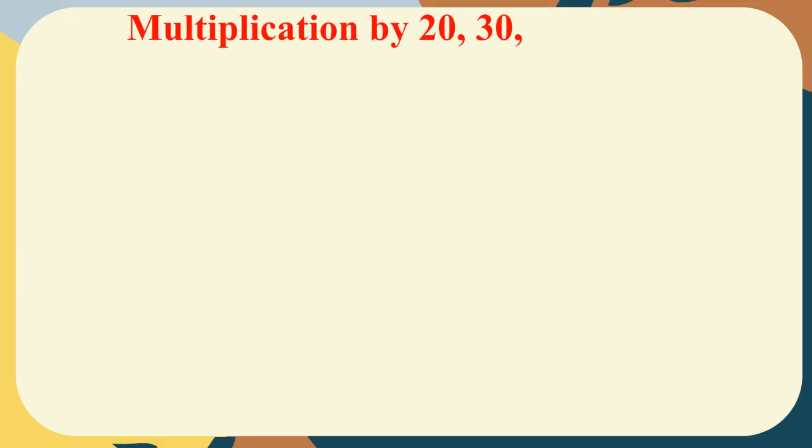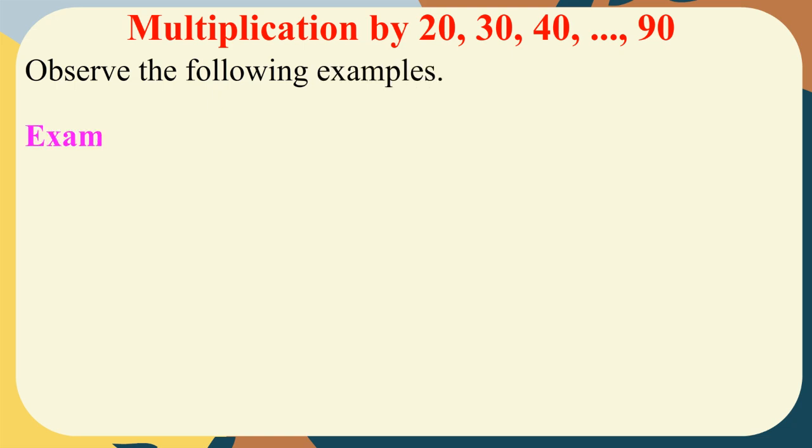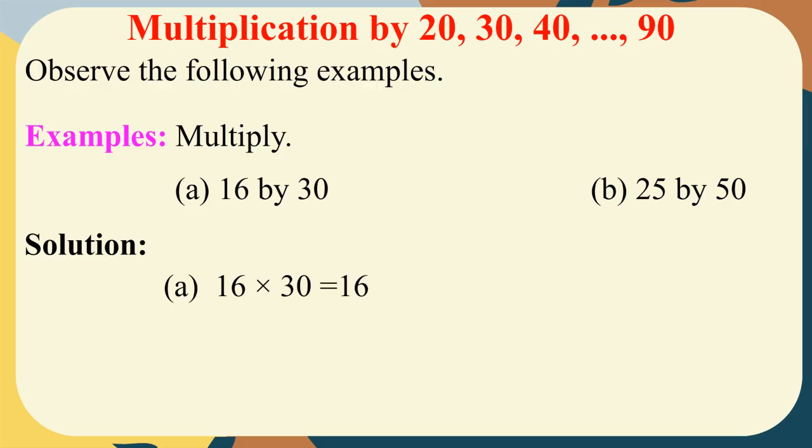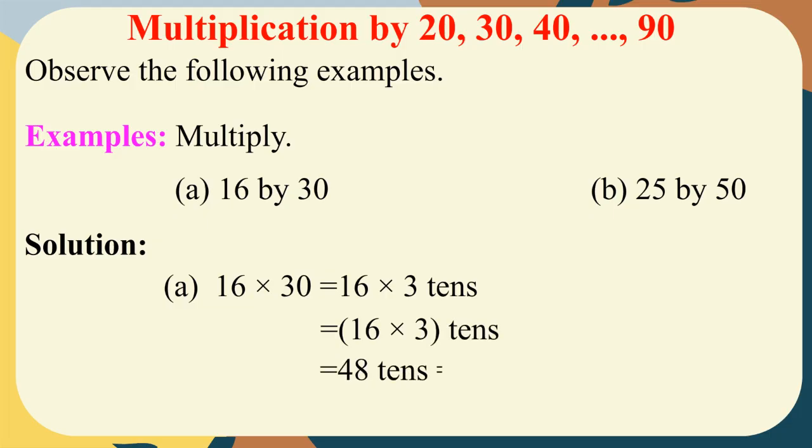Multiplication by 20, 30, 40 till 90. Observe the following examples. Multiply A. 16 by 30, B. 25 by 50. Solution: A. 16 multiplied by 30 is equal to 16 multiplied by 3 tens, which is equal to 48 tens, which means 480. Hence, 16 multiplied by 30 is equal to 480.